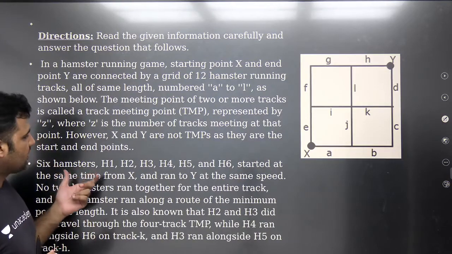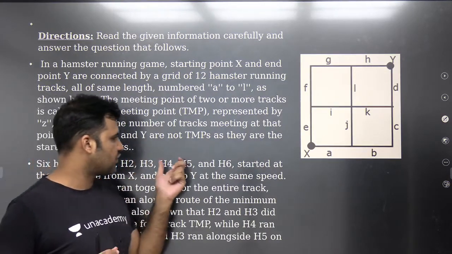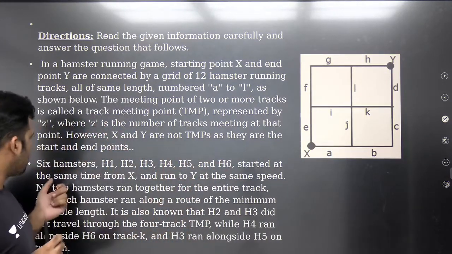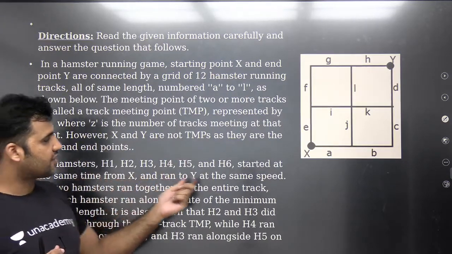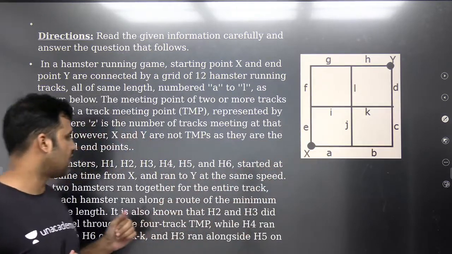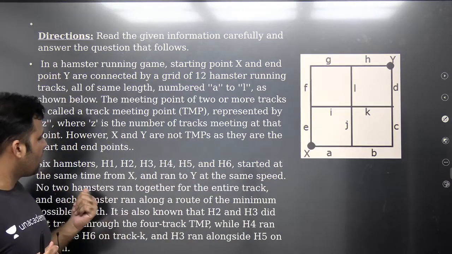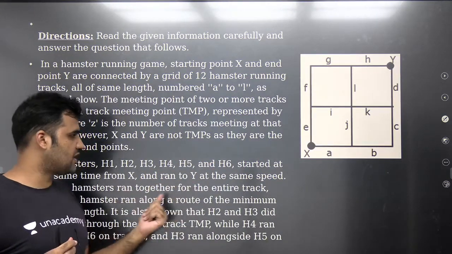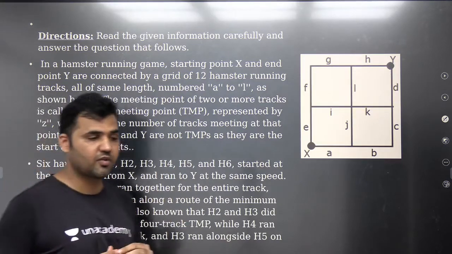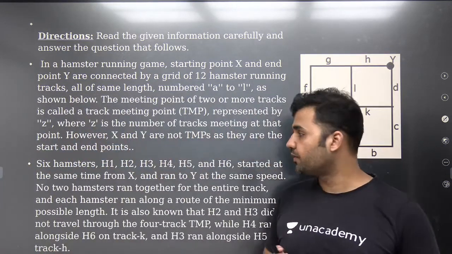Now 6 hamsters named H1, H2, H3, H4, H5 and H6 started at the same time from X. 6 hamsters are starting at the same time at X and ran to Y at the same speed. No 2 hamsters ran together for the entire track. Now this is the important information. This is the first condition that you need to follow.